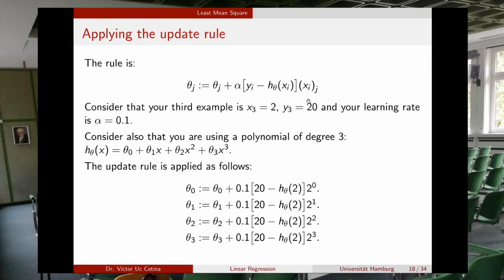And then what you need to take into account is that this last factor is simply the number that is multiplying the parameter that you are updating, which in this case is simply our input variable to some power, and the power is indicated by the index of the term, and the terms go from 0 to d, where d is the degree of the polynomial.